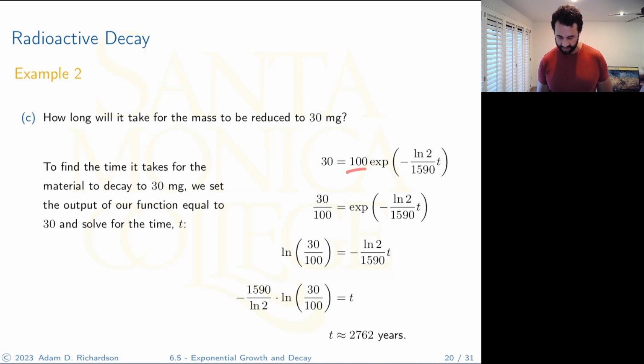Move everything away from t. Write it in logarithmic form. That way you can get rid of the exponential, right? So you get this, and then we're almost to t at this step. So basically just multiply both sides by negative 1590 over ln of 2, and we get that that's what t is equal to.